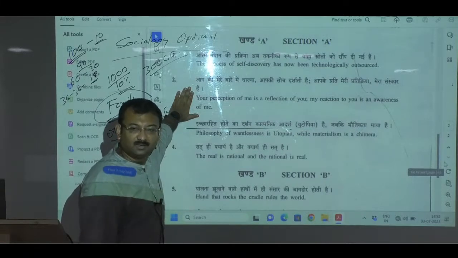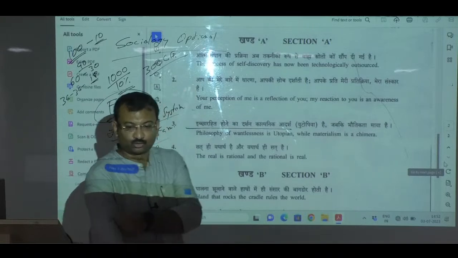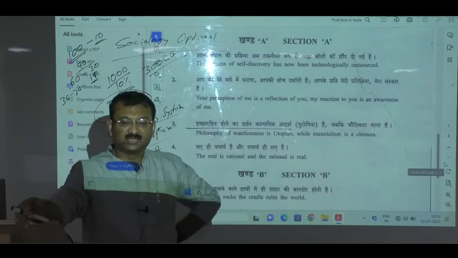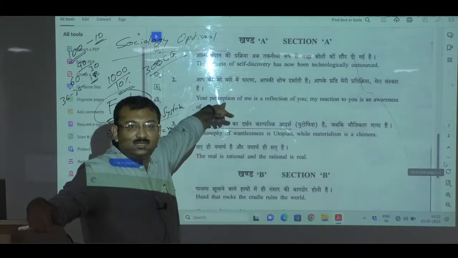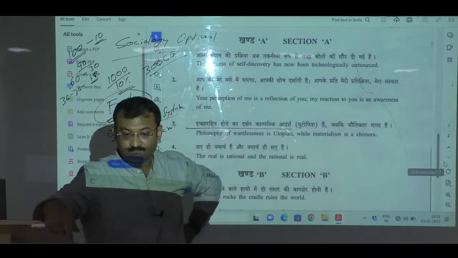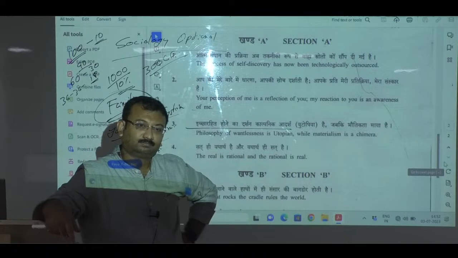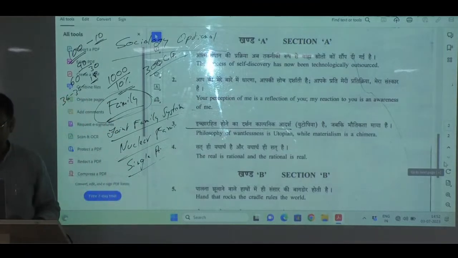Go to paper one, to the thinkers. See, section four. Look at the last thinker, Mead, George Herbert Mead. This is his discussion, Self and Mind. It's also mentioned there. Not only this topic, let's look at the other topics. Chalo.